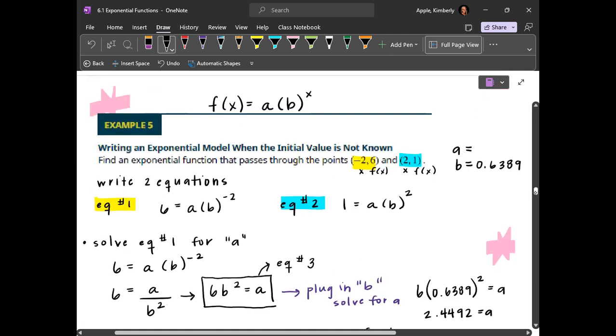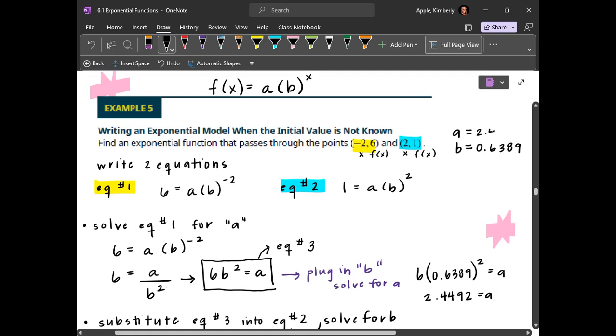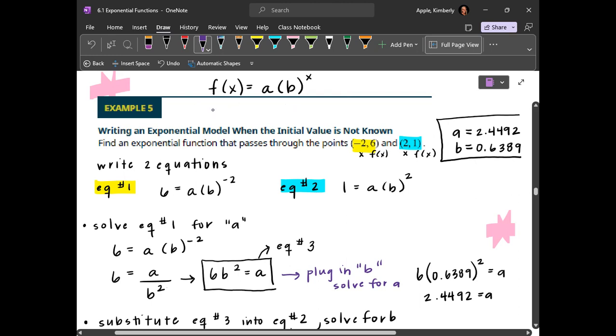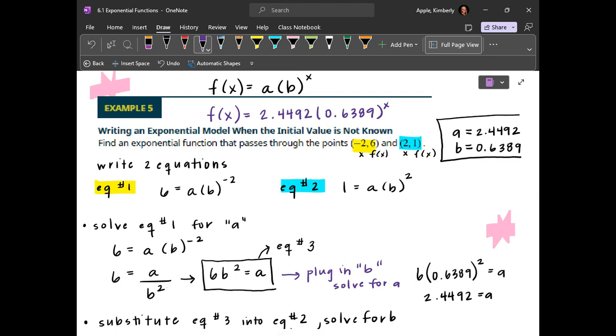And now that I've obtained a value for a, I'm just going to record that here just so I can keep my work nice and organized. Then I will take the two things I originally was seeking, the initial value a and the growth factor b, plug them into my general format in order to write the function for this particular scenario. So this will become f of x equals 2.4492 times 0.6389 to the x power. And that is the function for an exponential model that passes through the two given points.